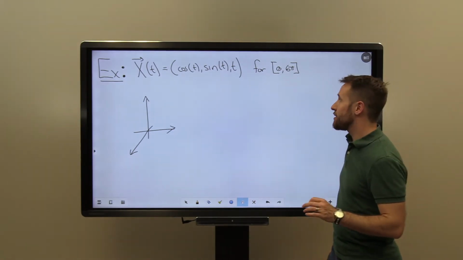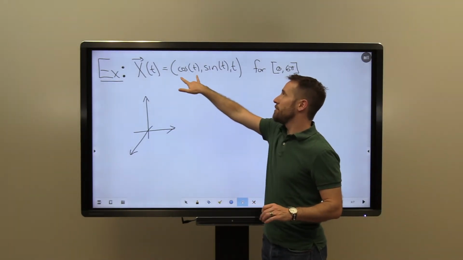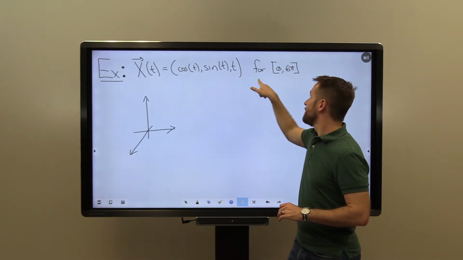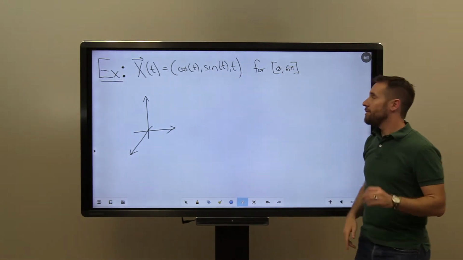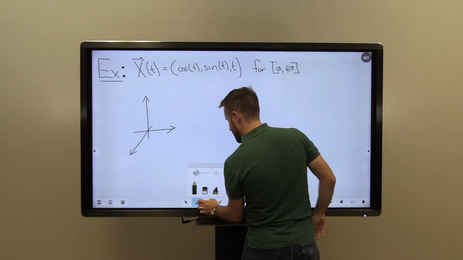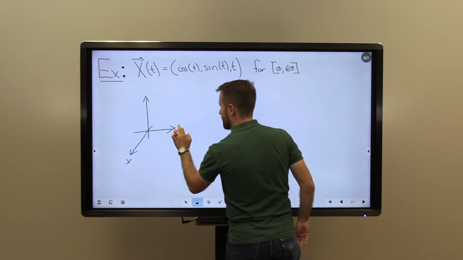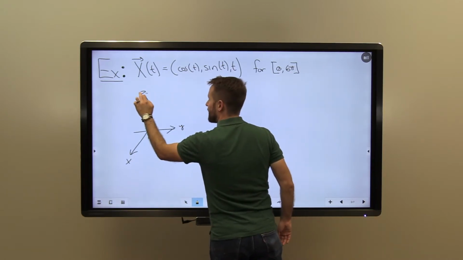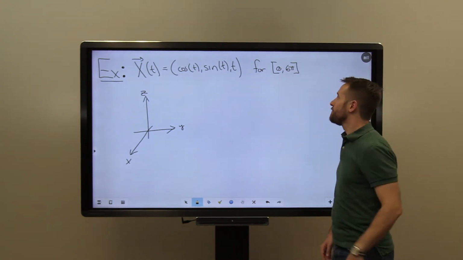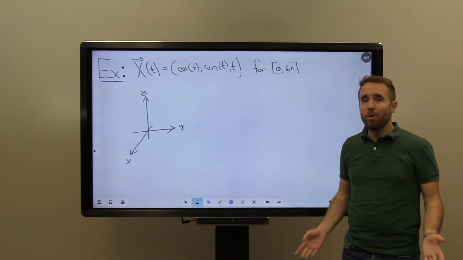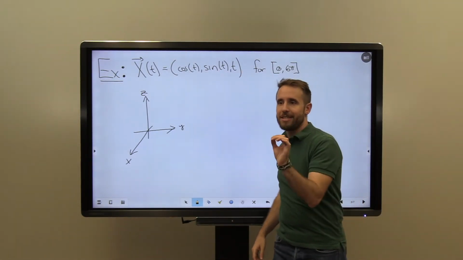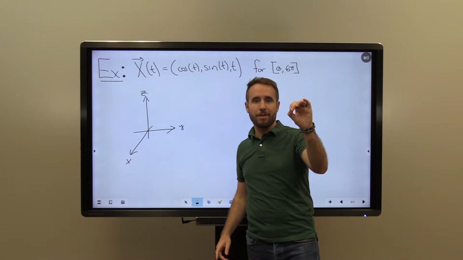Let's look at the parameterized curve x of t equals cosine of t, comma sine of t, comma t, for t values between 0 and 6 pi. For the purposes of this example, I'm going to keep our space oriented in the usual way, with x coming out of the board. So what does this curve look like? Notice it has 3 components, so every moment in time t is describing a point in 3-dimensional space.